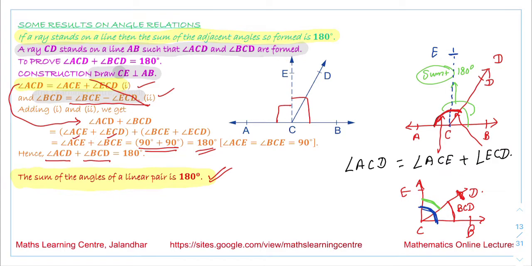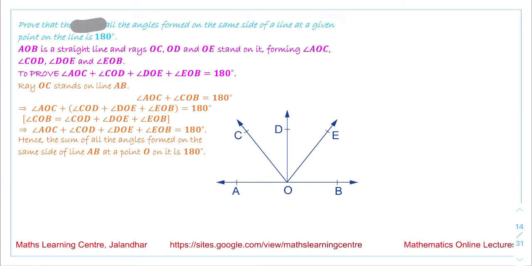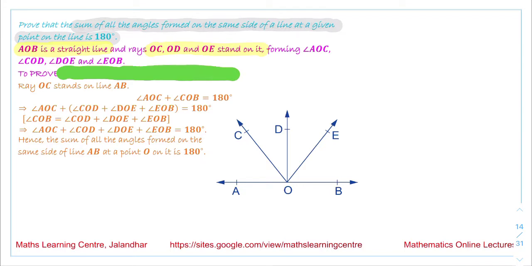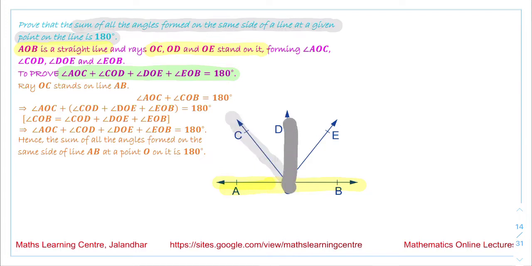Now the next question we have: prove that the sum of all angles formed on the same side of a line at a given point on the line is 180 degrees. Suppose a line AOB is given to us. We are saying AOB is a straight line that is given to us, and rays OC, OD, OE stand on it. So what we have to prove is that the sum of these angles is 180 degrees. From the figure we see that AOB is the line, and we have drawn the rays OC, OD and OE on it.